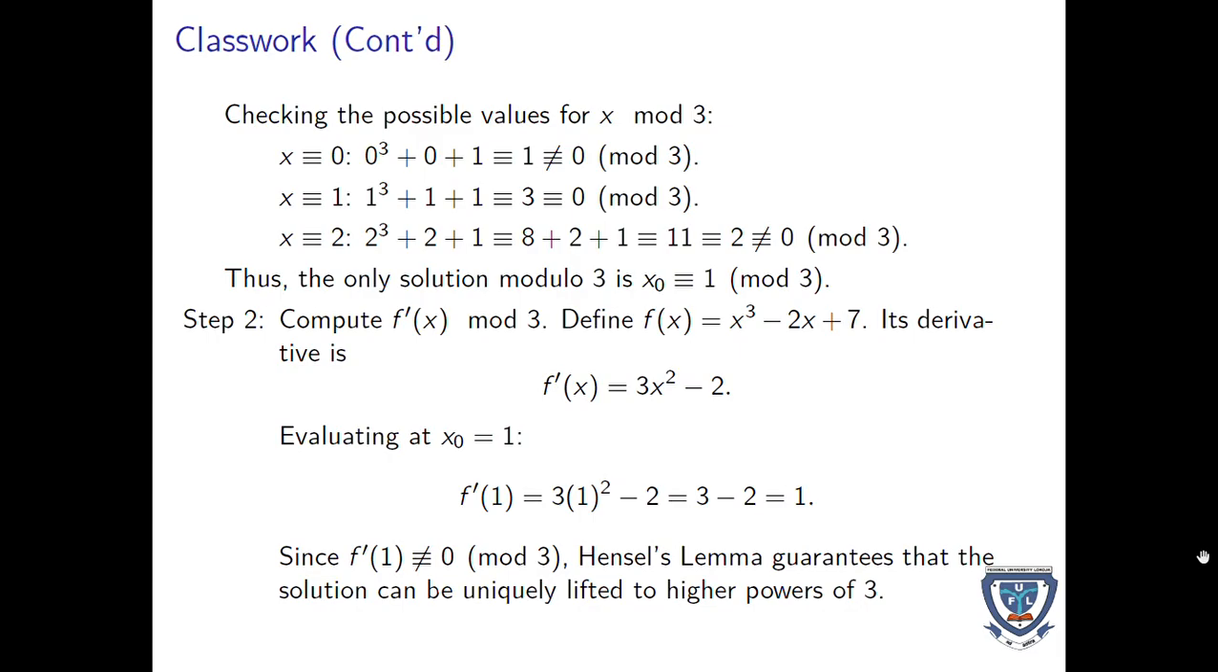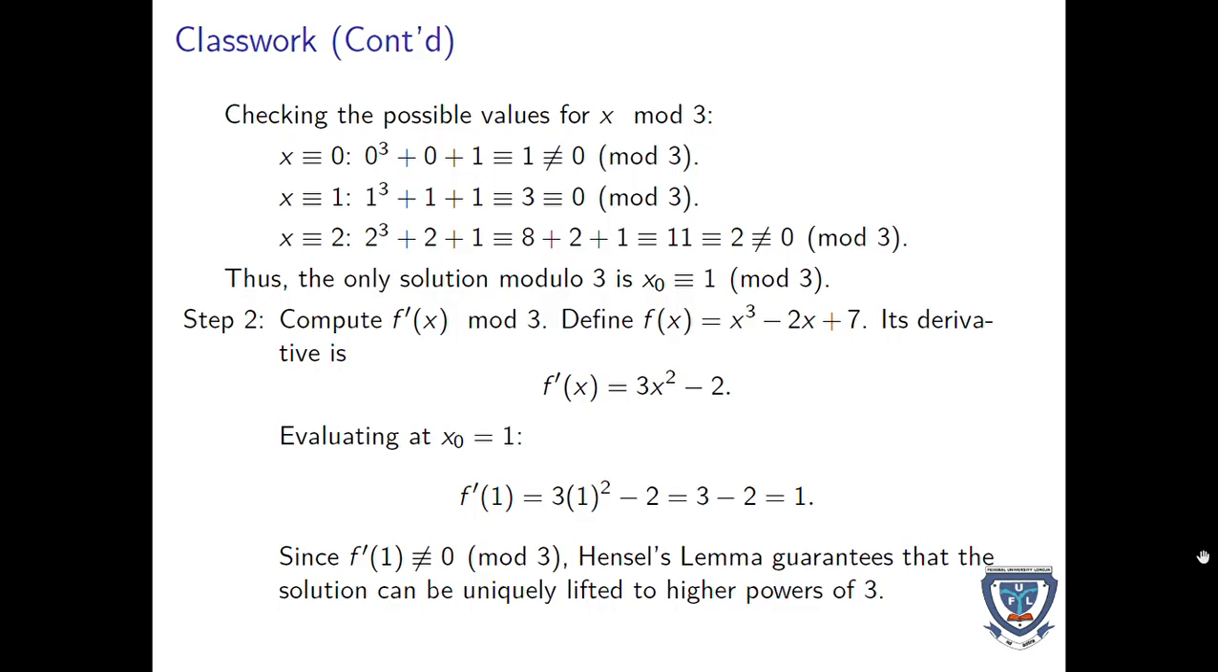Now, after checking, we discover that the possible solution will be when x is equal to 1, and that will give us 0 mod 3. Thus, the only solution here is x naught equal to 1 mod 3. Step 2, we check the derivative of f in mod 3. We will first of all define our f(x) to be x cubed minus 2x plus 7, and its derivative will be 3x squared minus 2. So evaluating at x naught equal to 1 will give us 1.